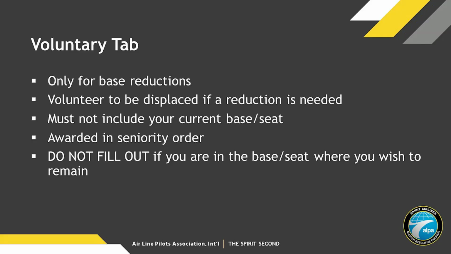Furlough 321 FO may be placed in your Voluntary tab. However, your Voluntary tab will only be evaluated if your position is identified for reduction and subsequently your seniority comes up to save a junior pilot. Therefore, we recommend all voluntary furlough bids be done via the Vacancy tab. Voluntary displacements are awarded in seniority order. If you're in the seat and base you wish to remain, do not fill out the Voluntary tab.